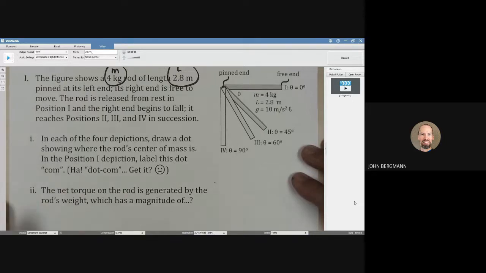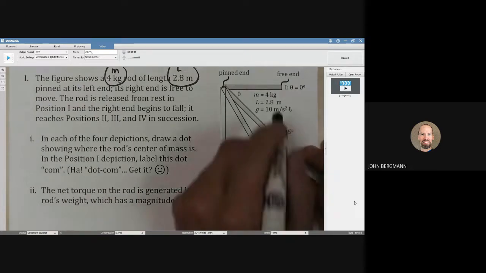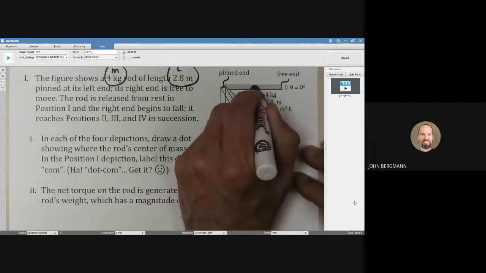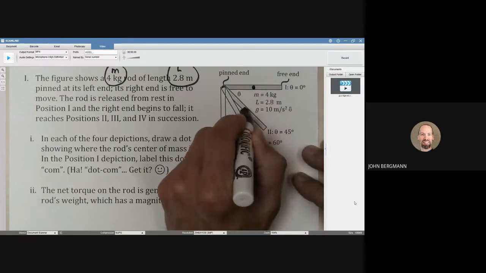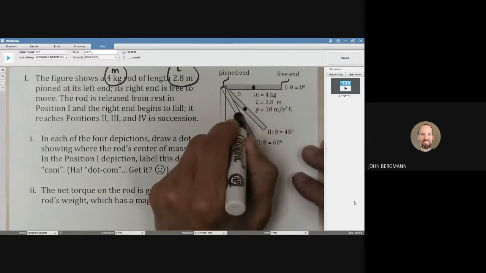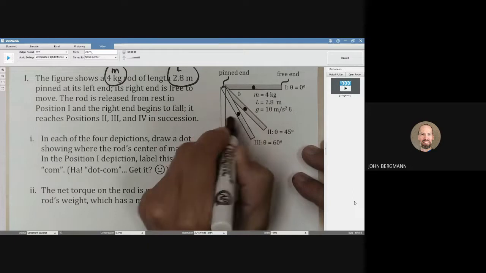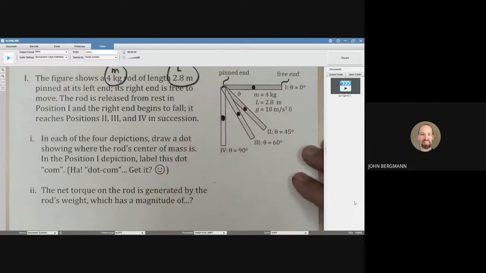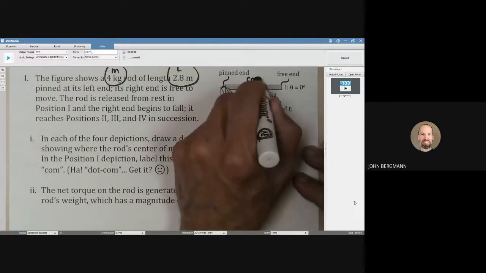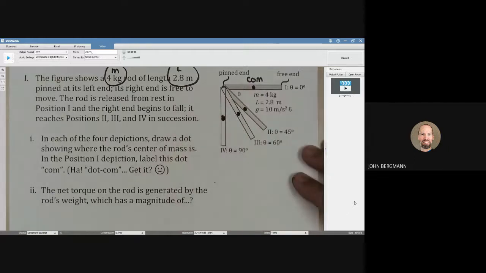In each of the 4 depictions, draw a dot showing where the rod's center of mass is. In the position 1 depiction, label this .com. .com, yeah, that's funny. All right, so the center of mass, if we're assuming this is a uniform rod, is going to be right there for each of the cases. There's the center of mass.